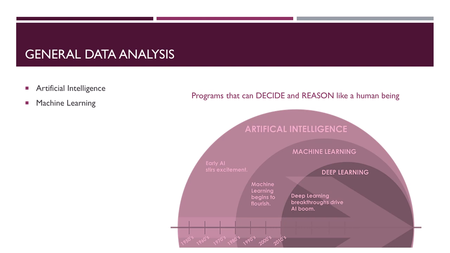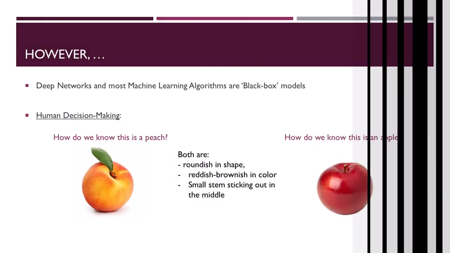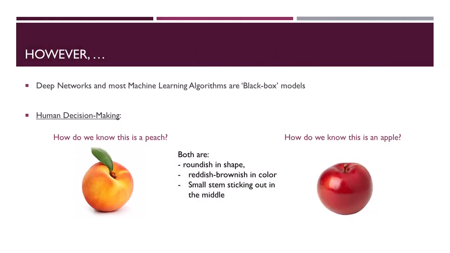It was our pursuit of artificial intelligence that led us to machine learning, and it was machine learning that ultimately led us to deep learning, which is right now leading the frontier of AI. However, one problem we have with deep learning is that, like many other machine learning algorithms, they are considered black box models. So what do we mean by black box model?